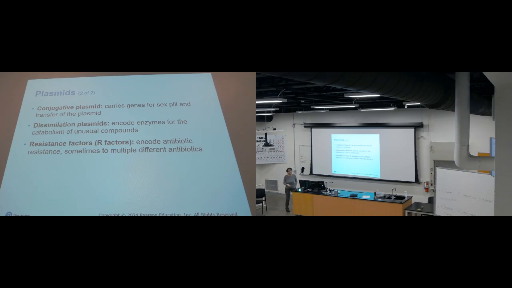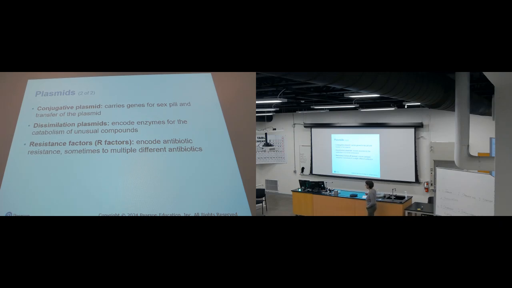So we have different types of plasmids. We have a plasmid that is called conjugative plasmid that carries genes for sex pili and transfer of the plasmid. And then we have dissimilation plasmids that encode for enzymes that make some bacteria use unusual compounds. And then we have the R factors that encode antibiotic resistance.